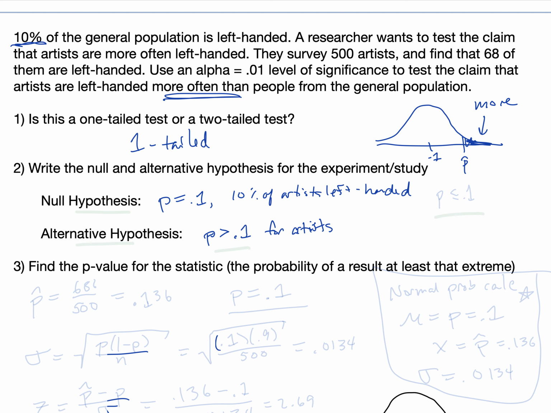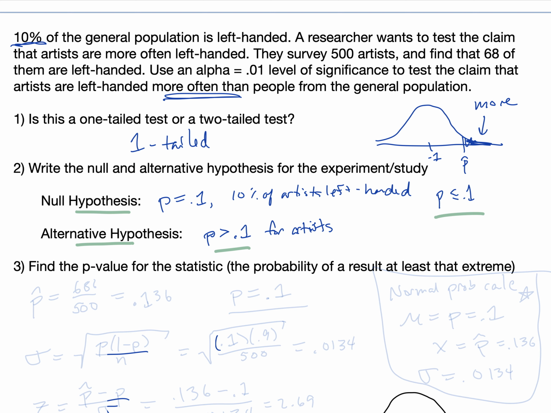So you could write it as, in words, 10% of artists are left-handed, or in symbols, the proportion for artists is still 0.1. Or you could also write it as P is less than or equal to 0.1. Some resources prefer that this null hypothesis is the complement of the event of the alternative hypothesis, that it includes everything other than P greater than 0.1.